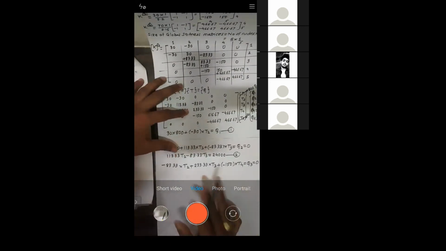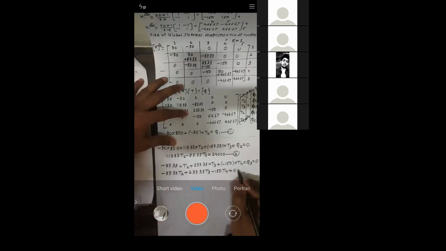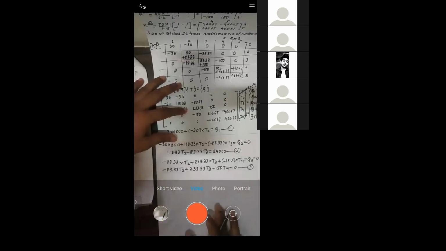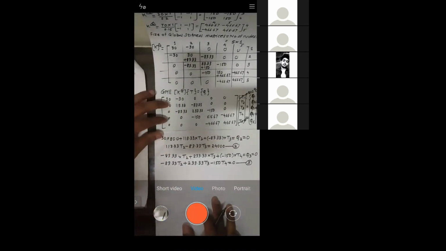So tell me what you are getting from this: minus 83.33 T2 plus 233.33 T3 minus 150 T4 is equal to 0. I will call this equation number 3. Is it okay?